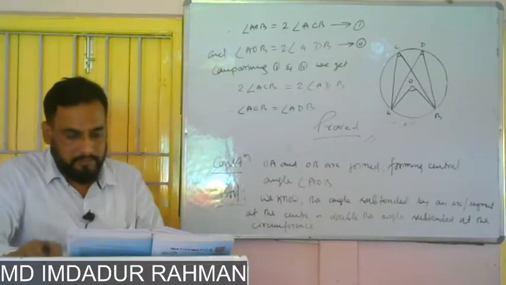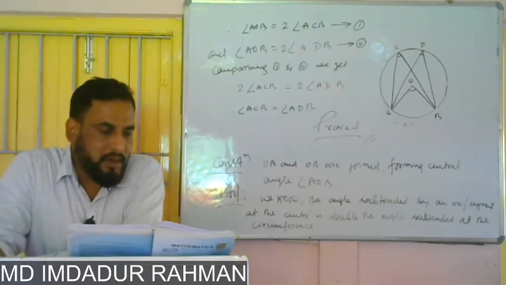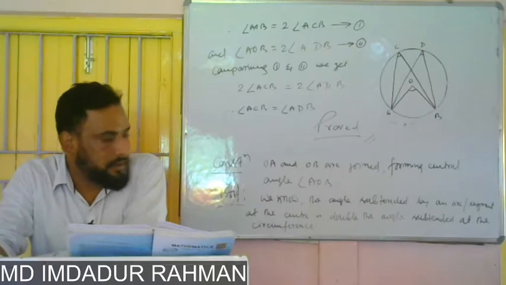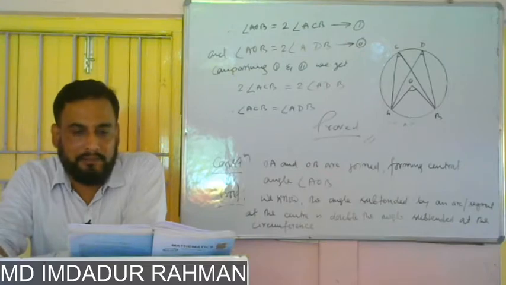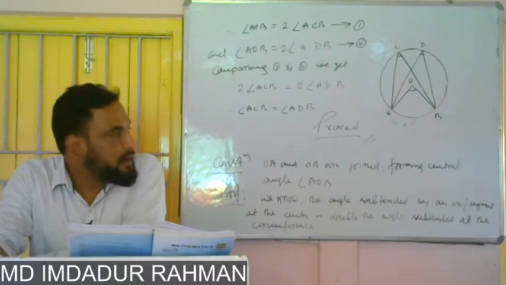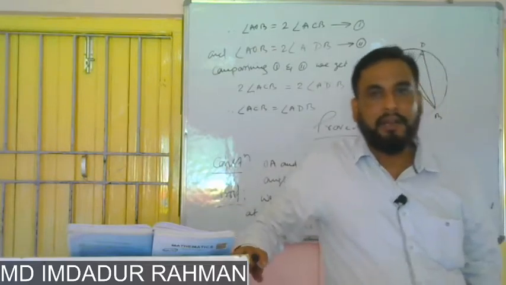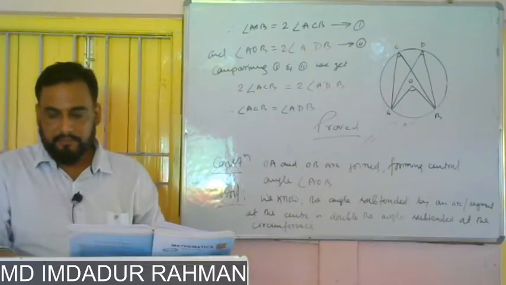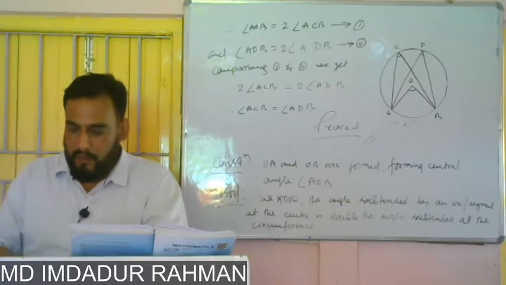Now, theorem 10.10 is not so important, and if you try at home, I think you will be able to complete it. Now about cyclic quadrilateral. Page number 205, cyclic quadrilateral. So, first of all, you have to know the definition of cyclic quadrilateral. So, look at the book.